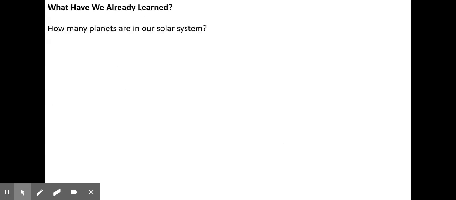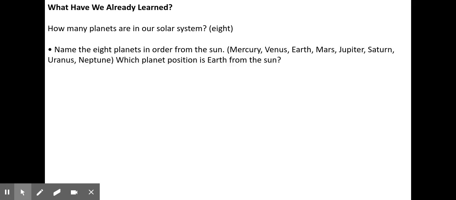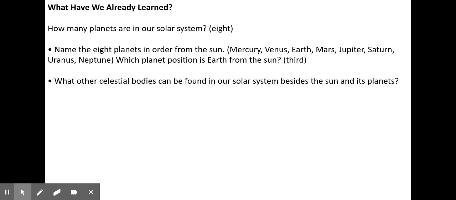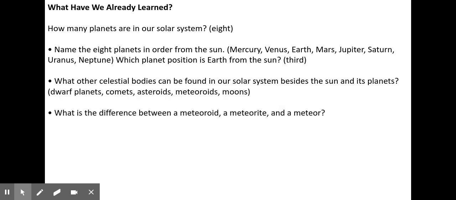So what have we learned so far? How many planets are in our solar system? There are 8 planets. Name the 8 planets in our solar system in order from the sun. We have Mercury, Venus, Earth, Mars, Jupiter, Saturn, Uranus, and Neptune. Which planet position is Earth from the sun? We are third. What other celestial bodies can be found in our solar system besides the sun and its planets? Dwarf planets, comets, asteroids, meteoroids, and moons.